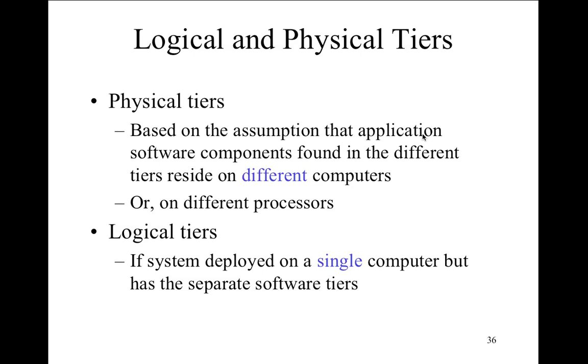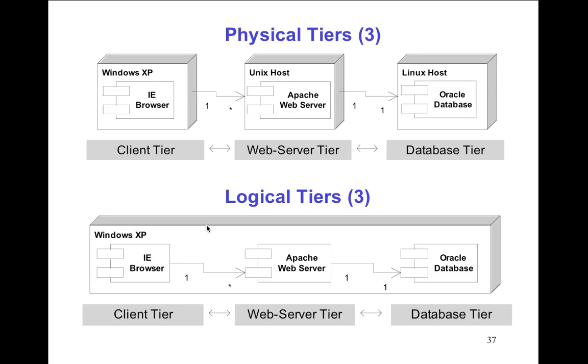Logical tiers: if the system is deployed on a single computer but has separate software tiers associated with it, it might be logically separated out. Nowadays, when you start thinking about logical tiers, they're actually on logical different physical devices as well. And the logical part would be more along the lines of defining things as a web server, or as an application server, or as a database server. And I use that word server loosely. It's more like component, module. Because a database server is not necessarily a server, and it might actually logically reside on an application server. So it may not necessarily be its own server.